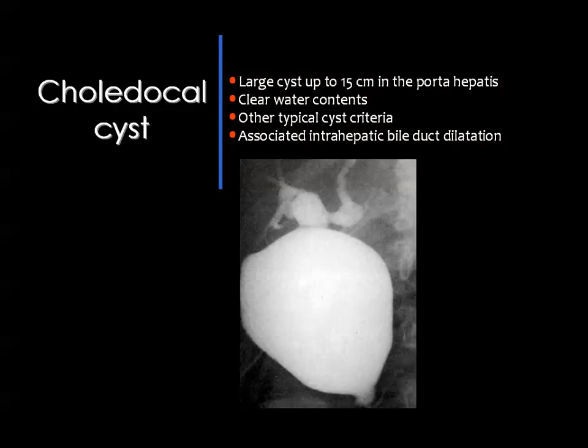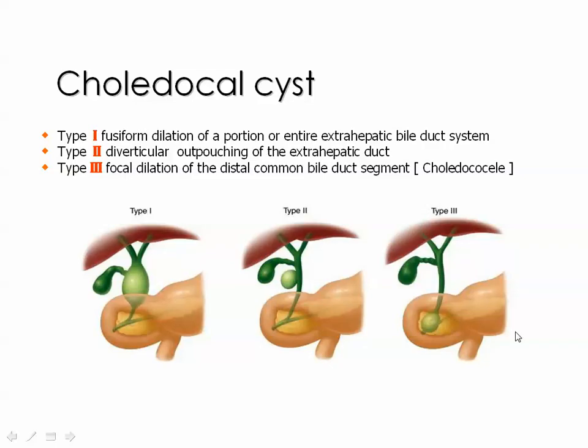Choledochal cyst is the congenital abnormality affecting the common bile duct, and you have five types of this choledochal cyst. And this is just a drawing or diagram to show the different types of choledochal cyst you can see in clinical practice. The first one is type 1, which is a fusiform dilatation of a part or even the whole common bile duct, like this one.